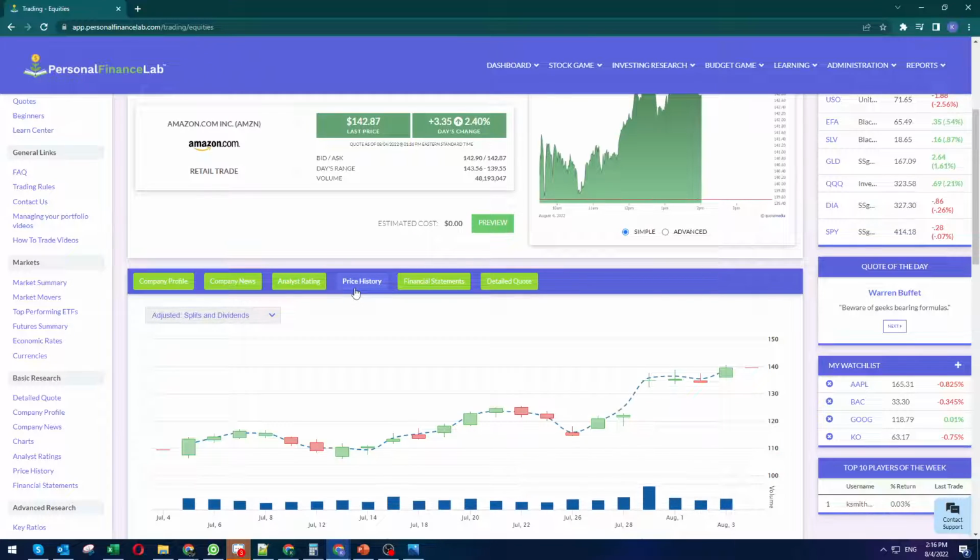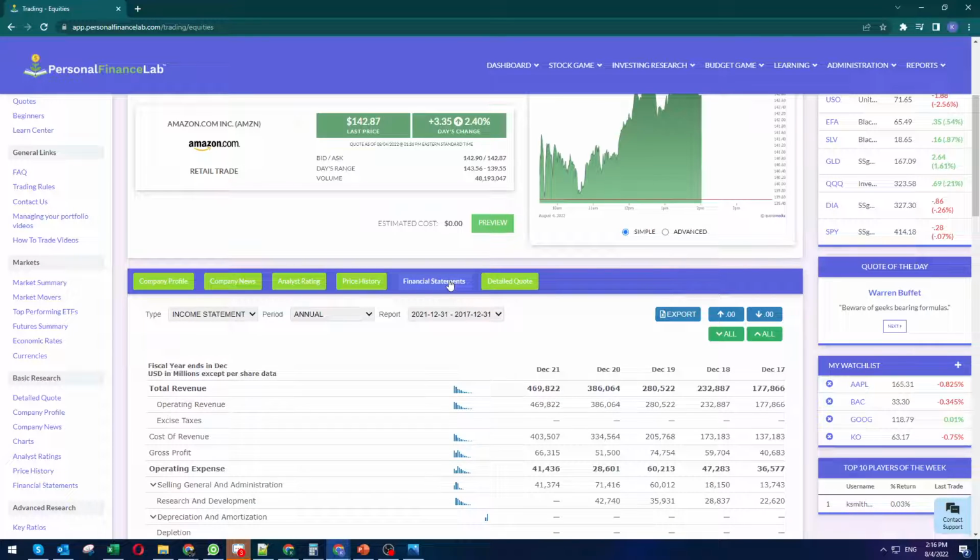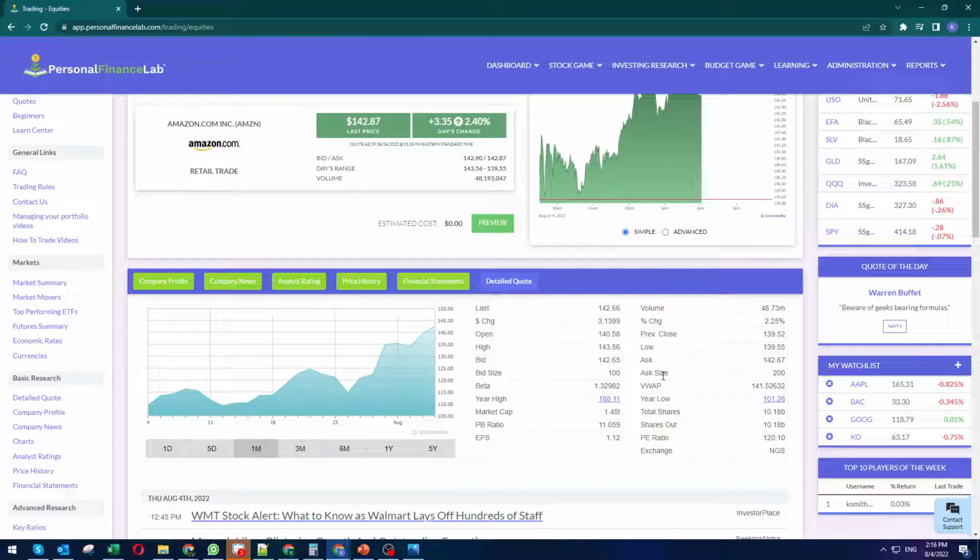The price history. They can find the price history for any stock going all the way back to its first IPO. Financial statements. So if you're teaching an accounting class or something, you can find the income statements, balance sheets, cash flow statements annually and quarterly going back 20 years for every single U.S. stock in the system. And the detailed quote will give a lot more information depending on how deep you want to get, like PE ratios, earnings per share, different time horizons for the charts of this stock's price, all kinds of things like that.